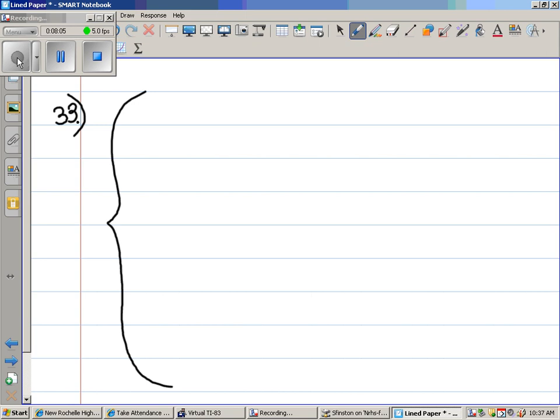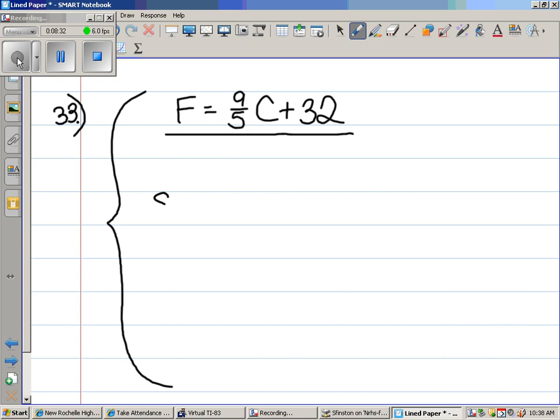Take a look. The formula. That looks important. I'm going to write that down. The formula, 9/5 C plus 32. And we'll put a line underneath it so that it's like a fact. It gives the relationship between the Fahrenheit temperature F and the Celsius temperature C. Then solve the equation. That looks important. Let's write that down.